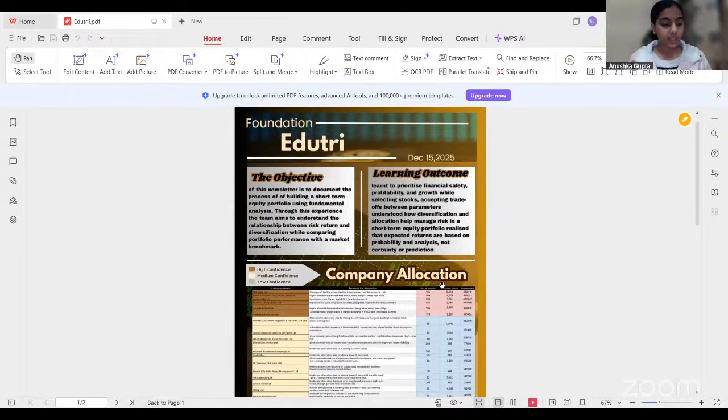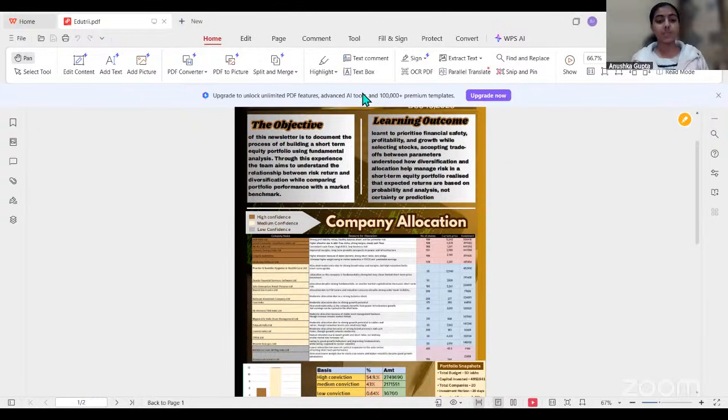We finally learn how to diversify the companies on the basis of high confidence and low confidence, and allocate sections of our money to the companies so that they can give good returns to us in the coming years. So, sir, first of all, I need to inform you about the companies which we have selected.